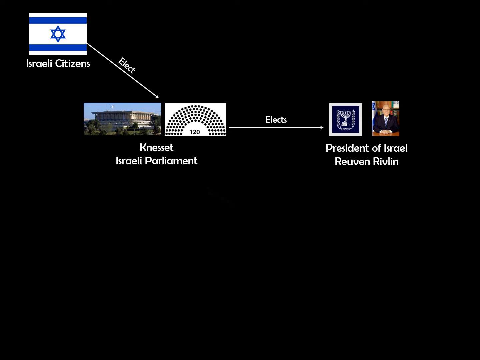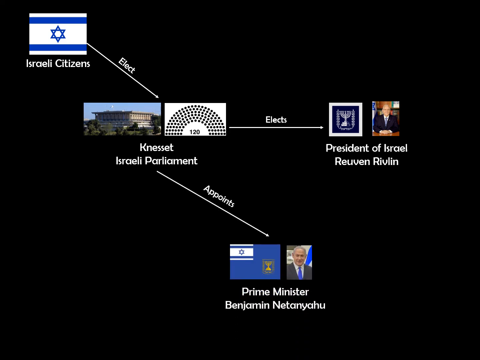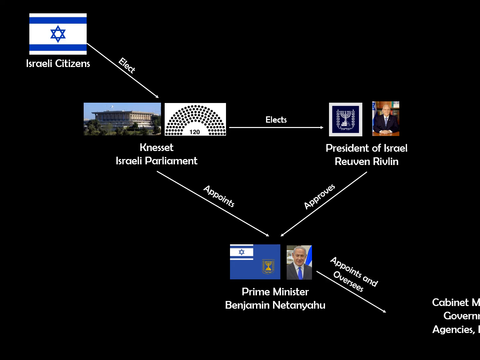The second main role of the Knesset is to appoint the Prime Minister. This is the head of government and where the executive power actually lies. The current Prime Minister is Benjamin Netanyahu. The President must also approve of the Knesset's choice for Prime Minister, but this is almost always a formality. The Prime Minister appoints and oversees all cabinet ministers, government agencies and activities, and the military.